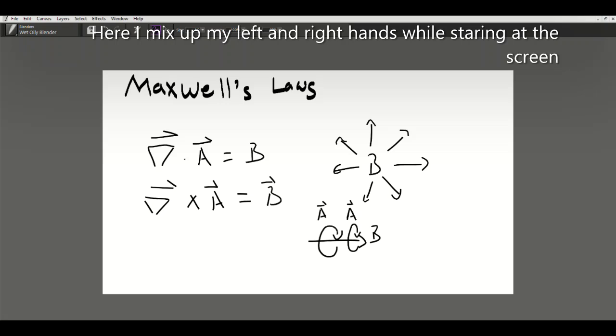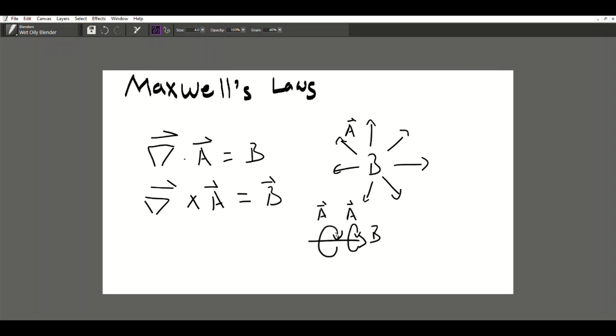The divergence of A equals B means that if there's B, A diverges from it. And the curl of A equals B means that if there's B, A curls around it, and it follows the right-hand rule, so I actually drew these backwards. Yep, that's right. Okay. So now that I've got that out of the way, let's talk about Maxwell's laws.